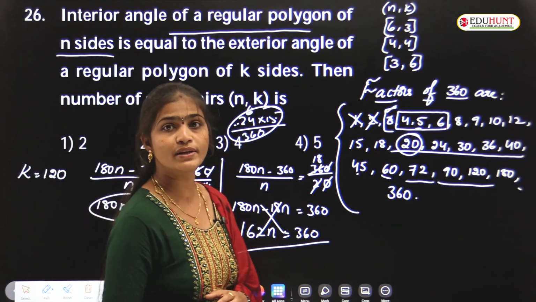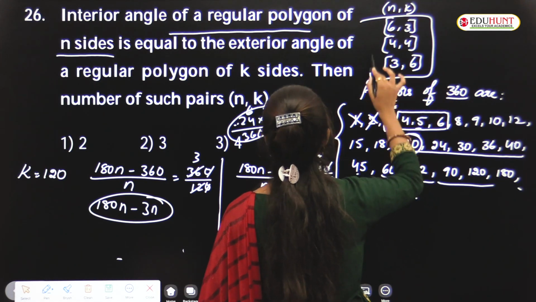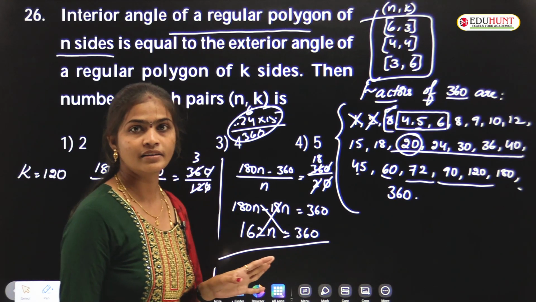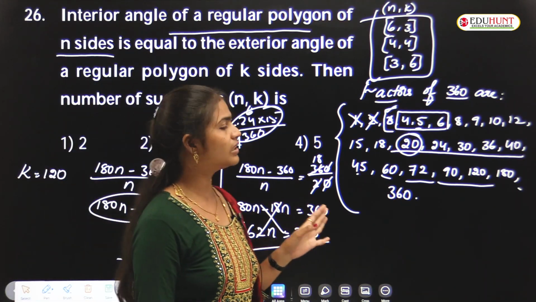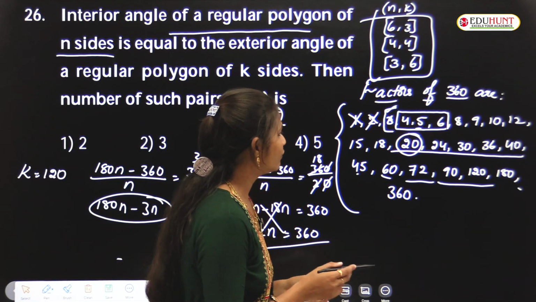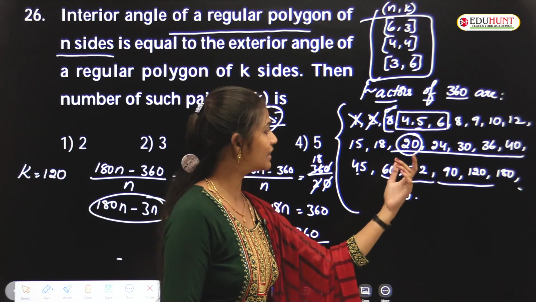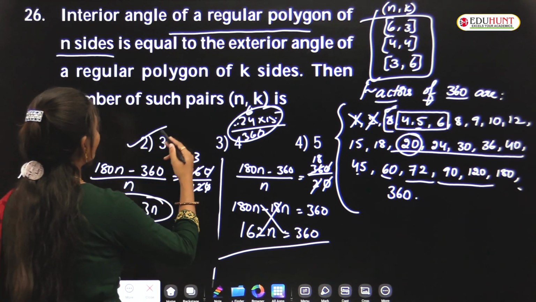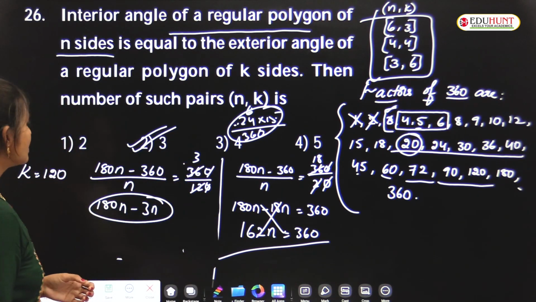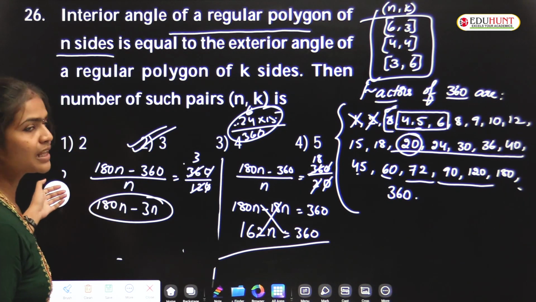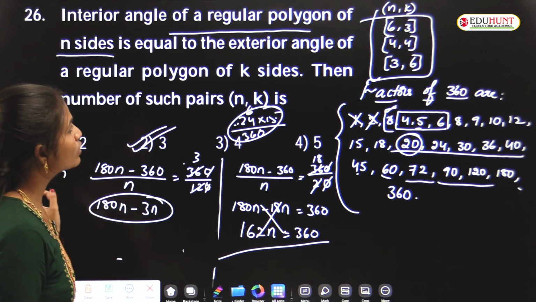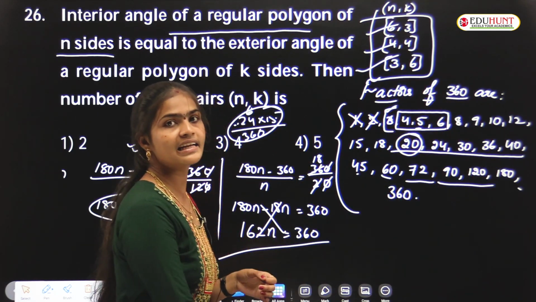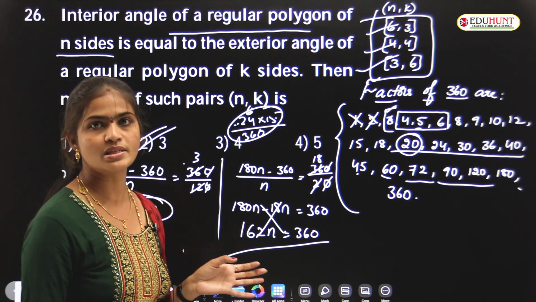That's why from here onwards no need to check. So how many pairs did we get here? Only 3 such pairs are there. Okay, this is the only method to find this. Here if you have any doubt, then take any other number and check this process. Okay, so which option is correct? Option 2 is correct. So how many such pairs are there? 3 such pairs are there. What are those? One is 6, 3, another one is 4, 4, another one is 3, 6. Then only it is possible. Okay.